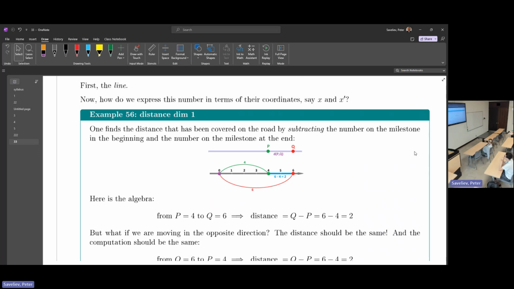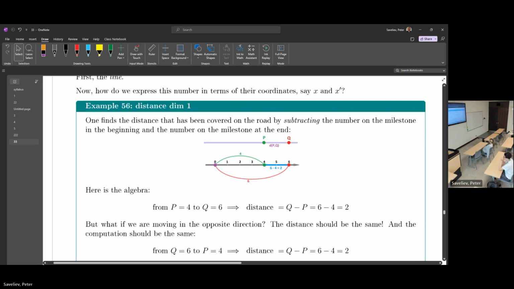The distance between P and Q is known. One is located at coordinate 4, the other one at coordinate 6. What do we do? You see the point, there's the point there.